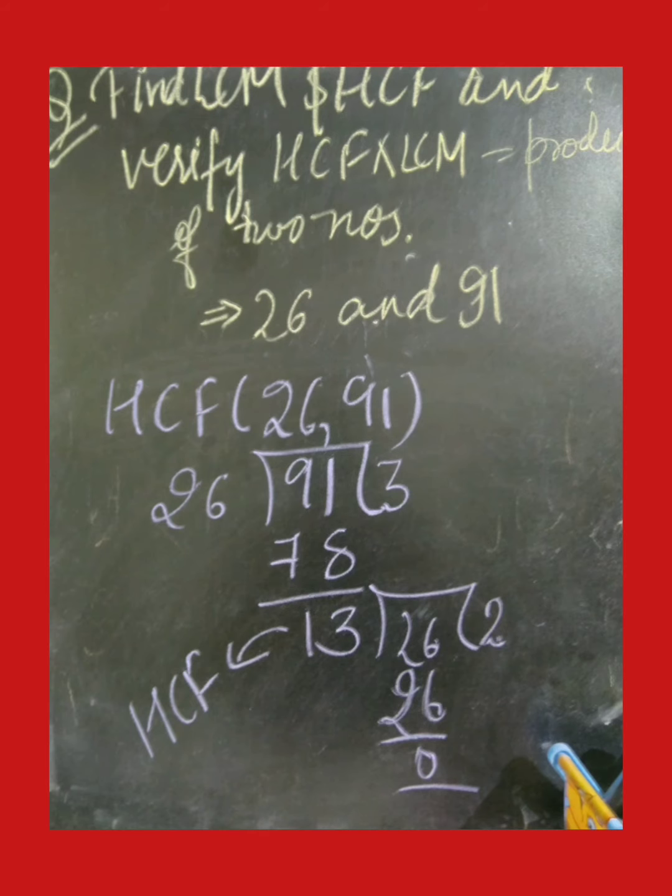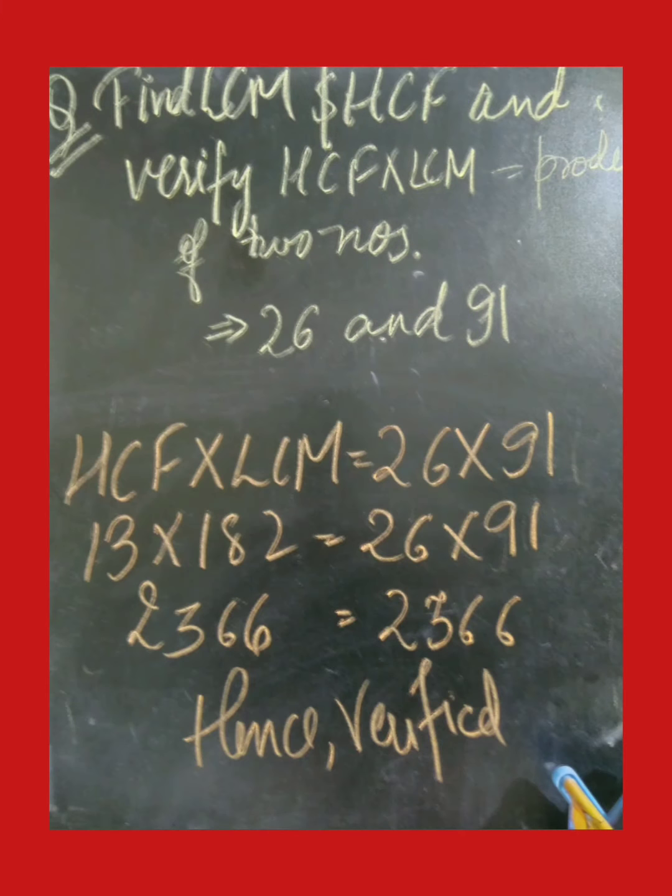I have got the LCM. Now I will take the HCF of 26 and 91. You can use any method, the long division method, or you can use Euclid's division lemma also. So 26 is the divisor, 91 the dividend. Now I have divided, I got remainder 13. Now I will divide 26, that was the divisor, I will take it as the dividend now. So 13 into 2 is 26, remainder 0. So our HCF will be 13, the last divisor. Understood? Now we have got the HCF and LCM. Now we were asked to verify that HCF into LCM is equal to the product of the two numbers, 26 into 91.